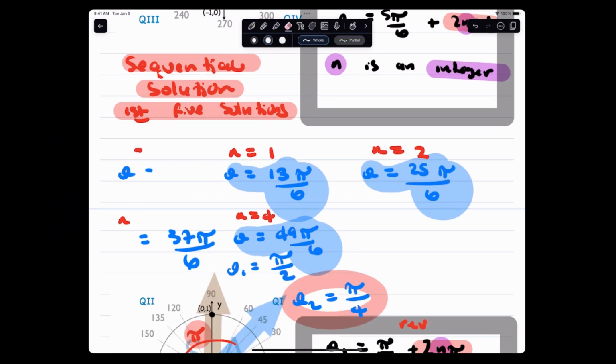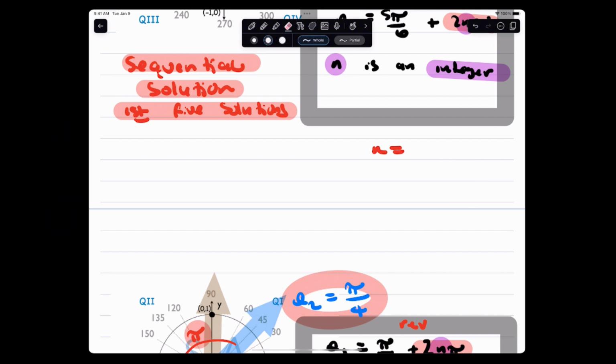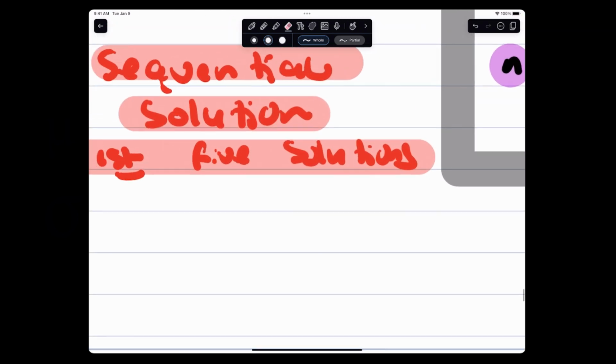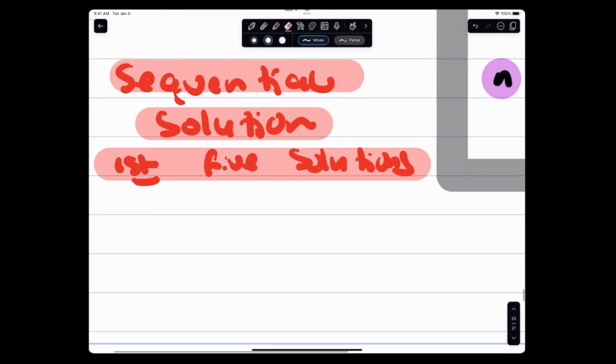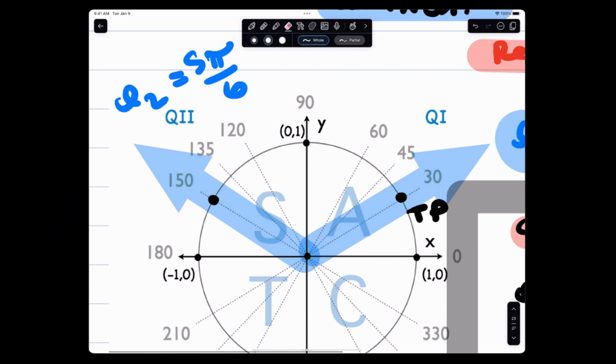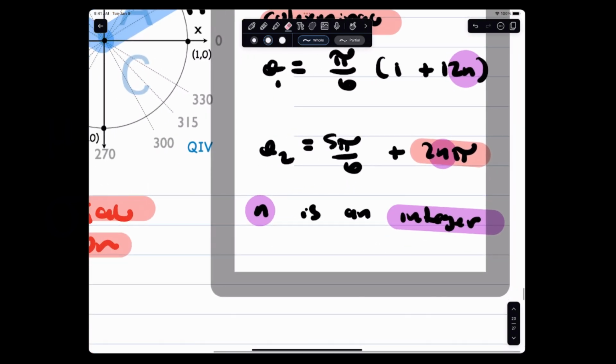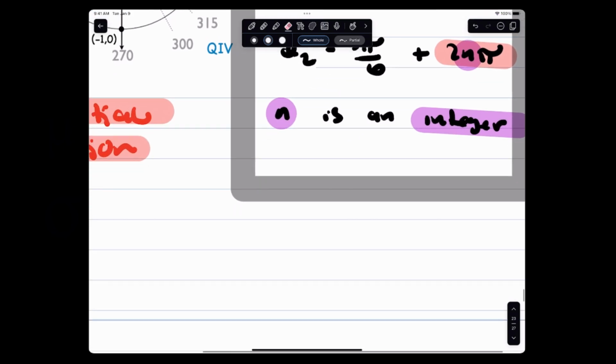So I'm going to erase this. It's in your notes. Because what if they said to you now, hey, can you give me the sequential solution for the other form? Remember, there were 2. What if it started with 5 pi over 6? Right? You got 5 pi over 6 plus 2n pi. We've got to write that in sequential form.